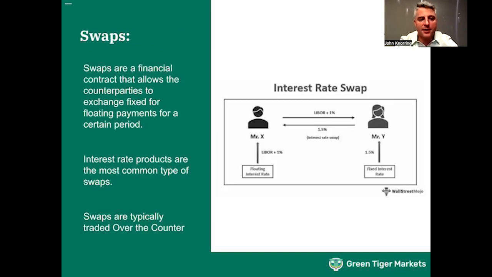Moving on to swaps. Swaps allow counterparties to exchange fixed cash flows for floating cash flows in the future. So if you think about buying a house today, if you get a mortgage that is a fixed price mortgage, maybe you have a specific rate, maybe the interest rate is 6% or 7%. That is a fixed interest mortgage.